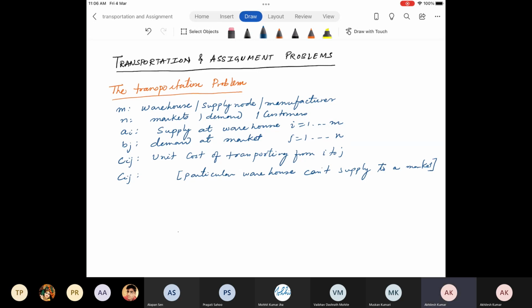So today we will start a new topic: transportation and assignment problem. Indeed, it is a linear program only, but because of a special structure, it is called transportation and assignment problems. We have formulated one of the transportation problems, if you remember, when we were doing LP formulation.